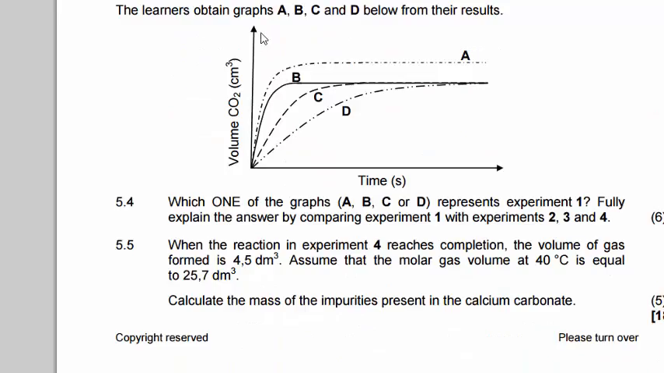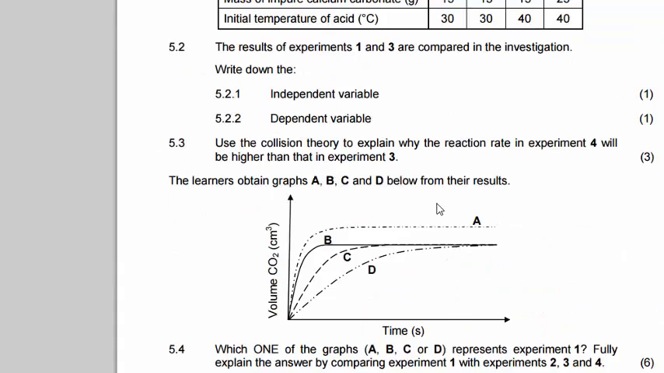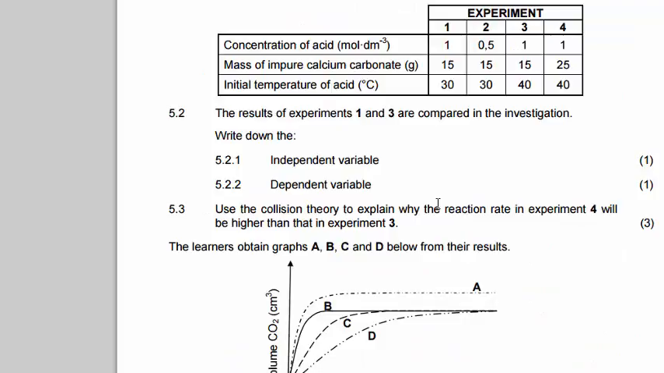The learners obtain graphs A, B, C, and D below from their results. Which one of the graphs A, B, C, or D represents experiment 1? Okay. Fully explain your answer by comparing experiment 1 with experiments 2, 3, and 4. Let me reduce it a little bit so you can see both at the same time. What do you think?